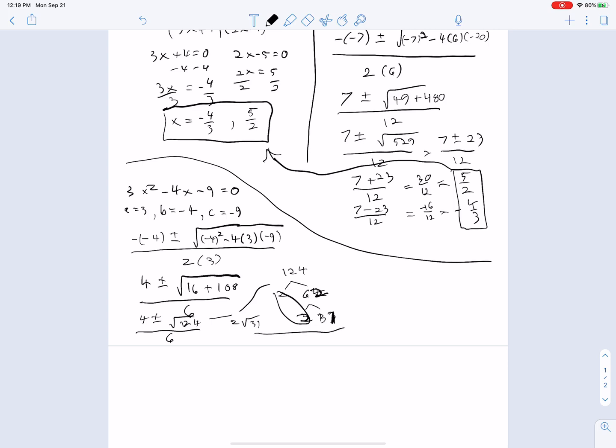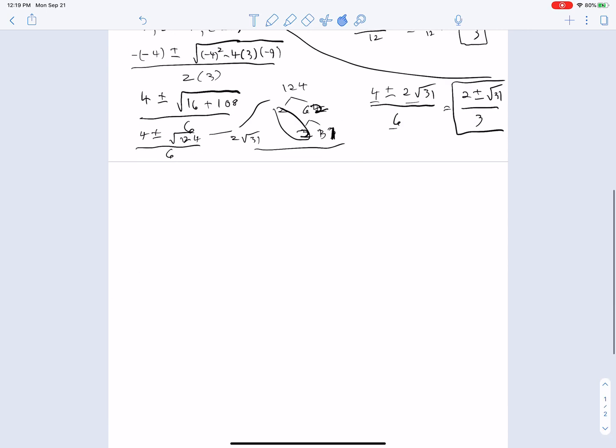So we can write this out now, and we have 4 plus or minus 2 times the square root of 31 all over 6. Now we can reduce this by 2 because each of the factors has a greatest common factor of 2. So we take 2 out of the 4, that leaves us with 2, plus or minus, that 2 is removed, gives us the square root of 31, and 6 divided by 2 is 3. So our two solutions are 2 plus the square root of 31 divided by 3, and 2 minus the square root of 31 divided by 3. And we can leave our answers just like that in that form.